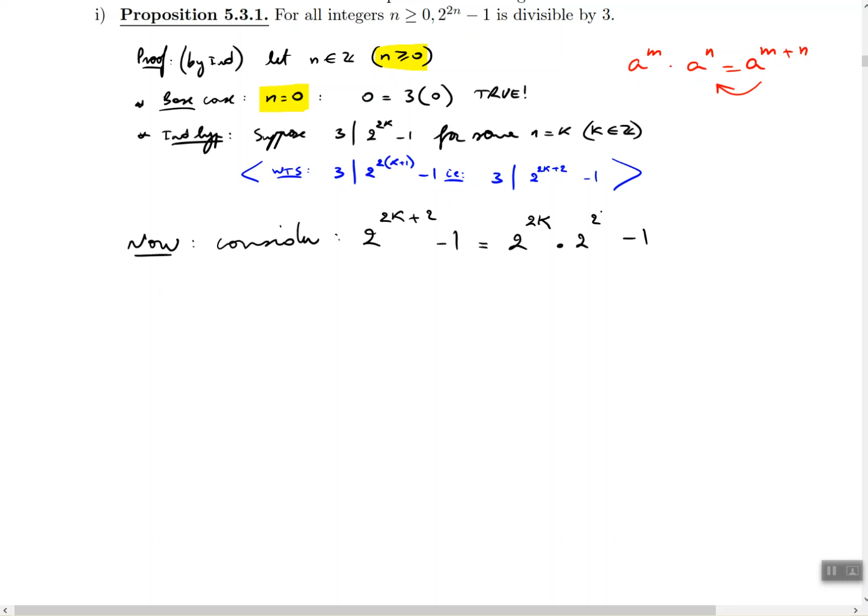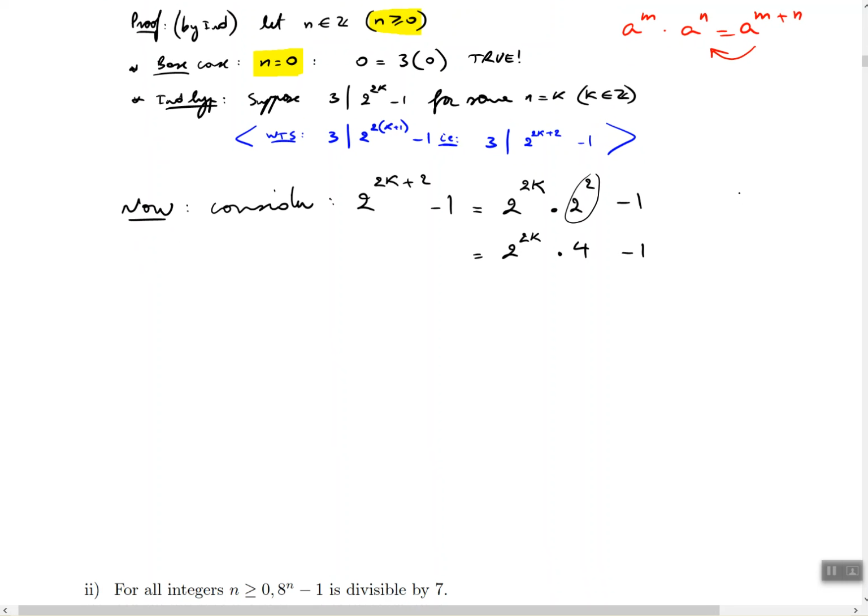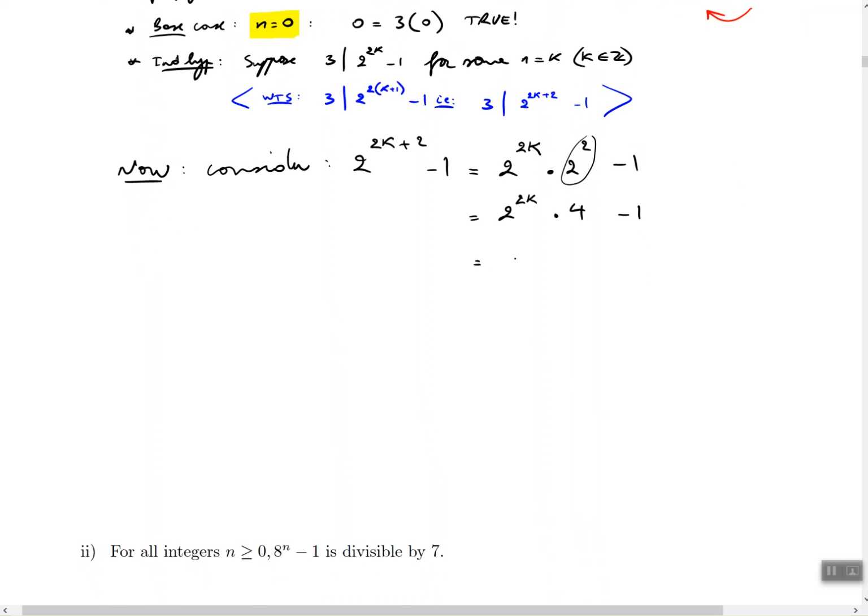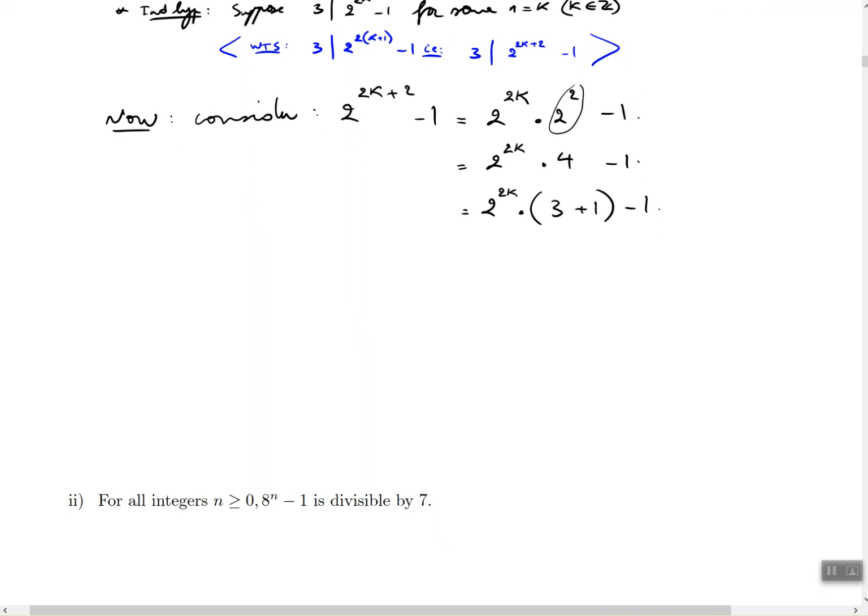Now, why am I doing this? I'm doing this because 2 squared is really in reality just simply 4. So I could go ahead and rewrite this problem as 4 minus 1. But this is not super convenient because I want to show that the thing is divisible by 3. So thinking a little bit more about it, I can now consider breaking the 4 apart into a 3 and a 1. And you'll see why I'm doing that in a minute. If I did that right now, I would end up with basically 2 to the power of 2k times 3, and then 2 to the power of 2k times 1, which is 2 to the power of 2k minus 1.